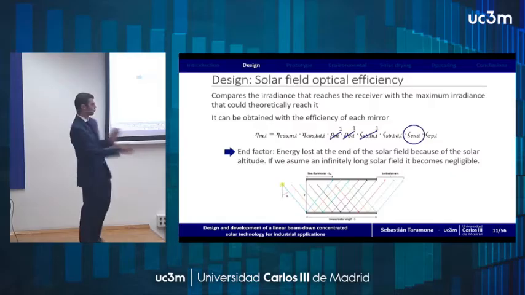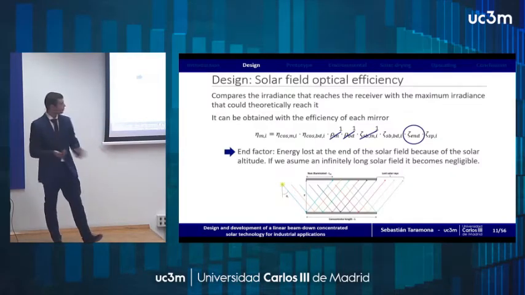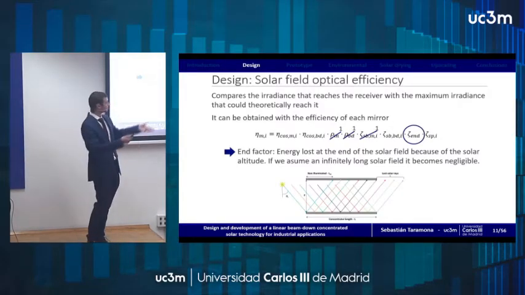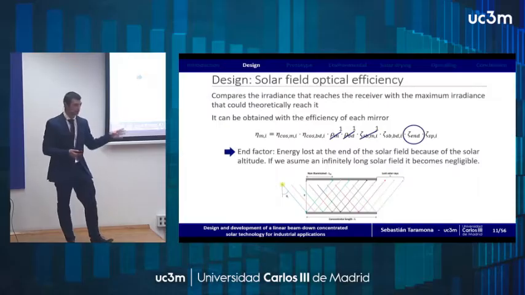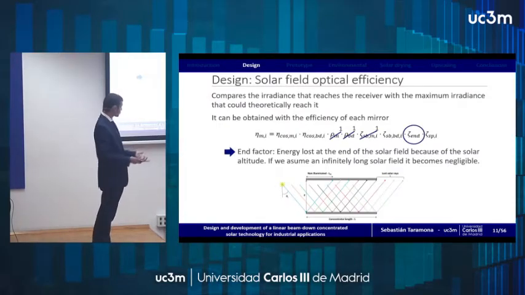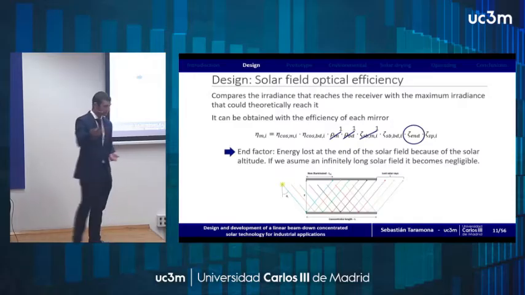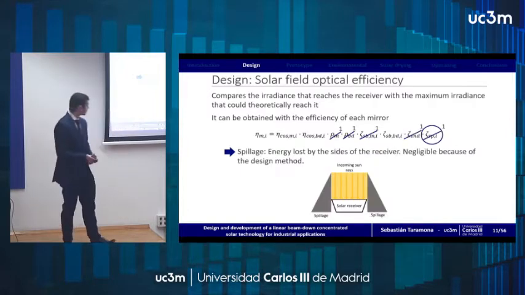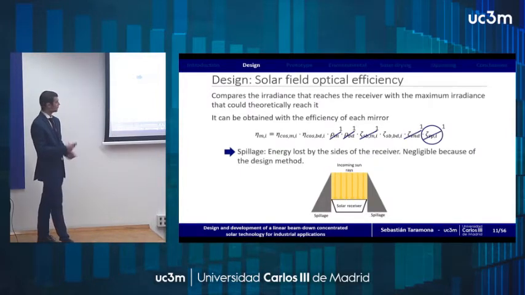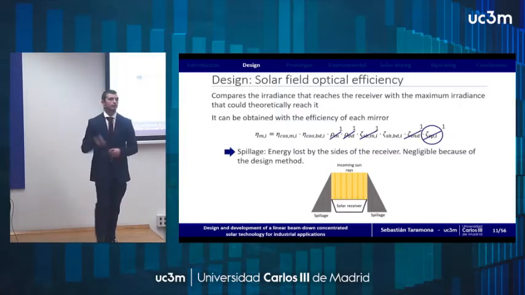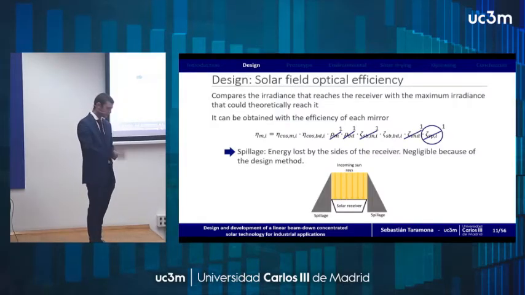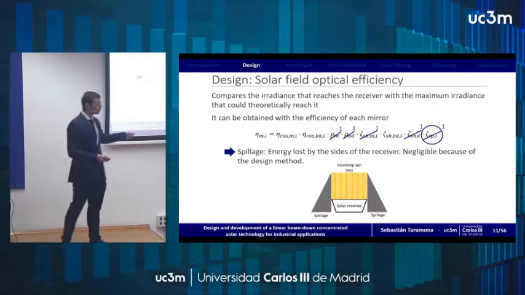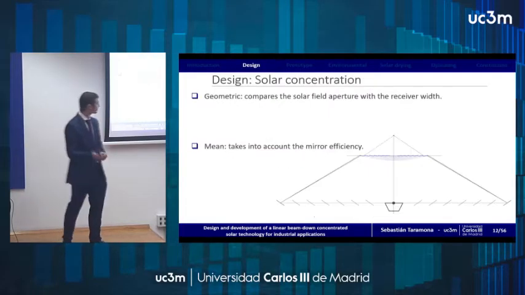If we also move towards the longitudinal axis of the solar field, we have to take into account that some of the sun rays might be reflected by the primary mirrors but do not reach the receivers. This is the end factor. To simplify the process, we'll assume that the solar field is infinitely long and this parameter becomes negligible, and we neglect it. And finally, we also have to take into account the spillage in the receiver zone, because some of the sun rays might be reflected up to the beam down, then once down again, and they may not reach the receiver region. But because of how we define the receiver, we're also going to assume that this parameter becomes negligible.